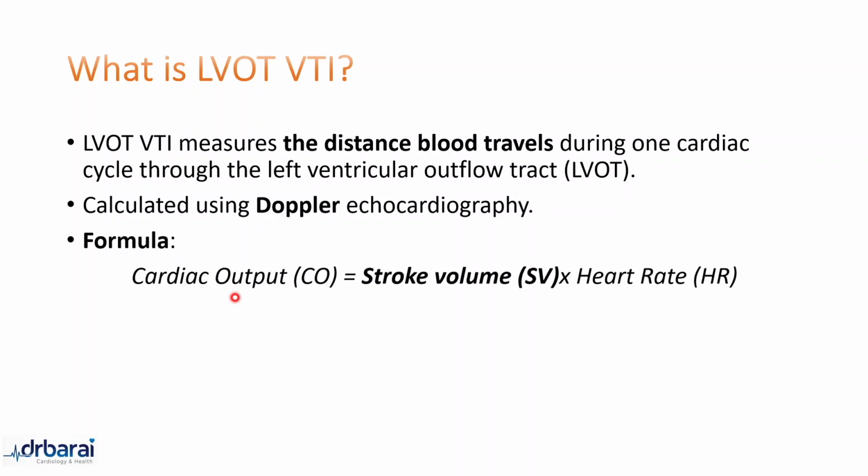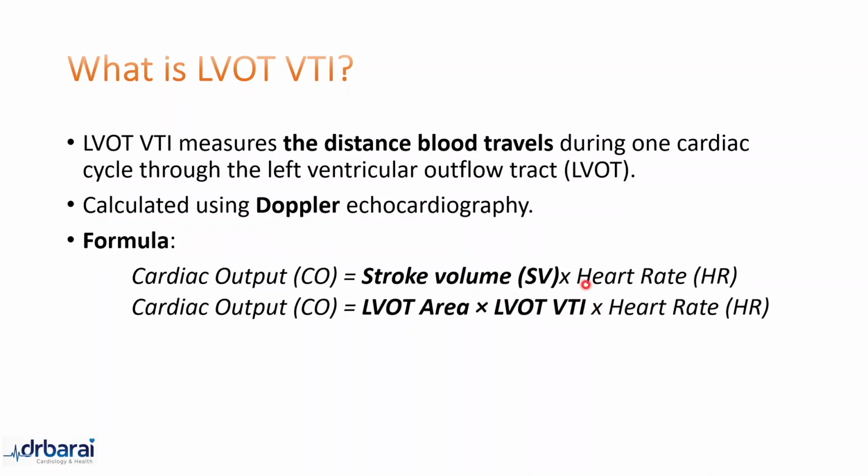Now we need to know some formula to calculate this. From the early part of medical school, probably you are aware that cardiac output is equal to stroke volume multiplied by the heart rate. What is stroke volume? Stroke volume is the volume of blood that is pumped by the left ventricle during each cardiac cycle, during each systole. The assumption is that the left ventricular outflow tract is a cylinder. So in the cylinder, there should be a height and there should be an area. If we multiply the area with the height, that is the volume, that is the stroke volume.